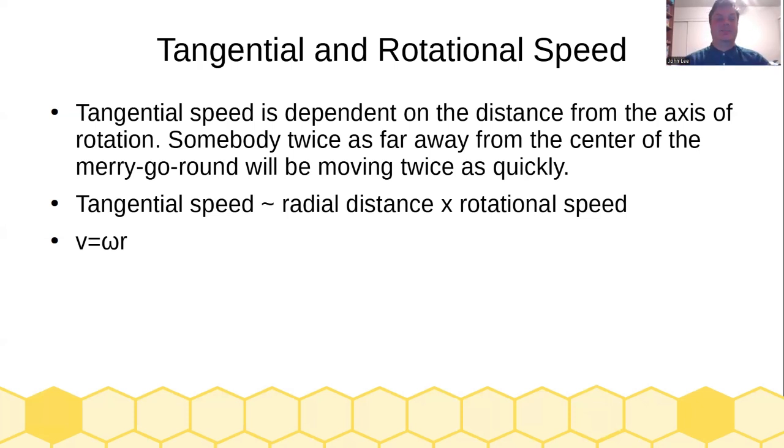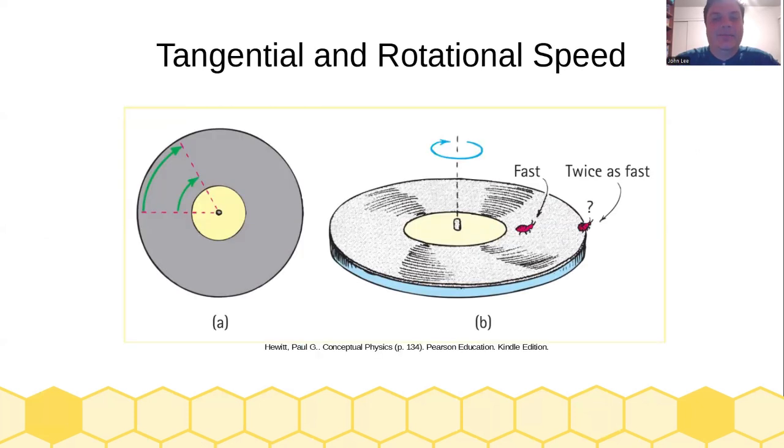Rotational speed is related to the number of revolutions that an object makes when going around in a circle. If you have a record player, then 33 rounds per minute is generally the amount of rotational speed that a record will have, and it counts the number of times that it goes around in a circle per minute, which can be converted into radians per second, which is the general SI unit that we're going to use for V equals omega R.